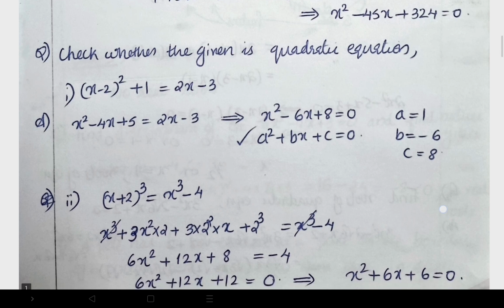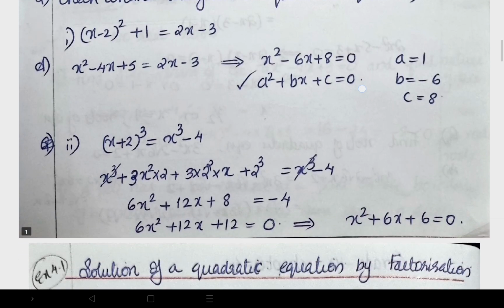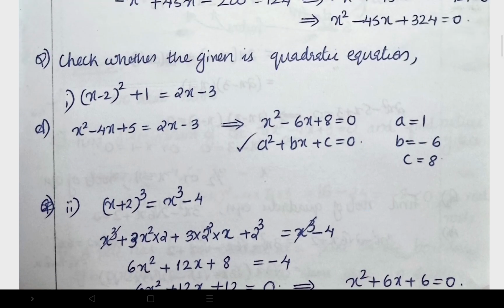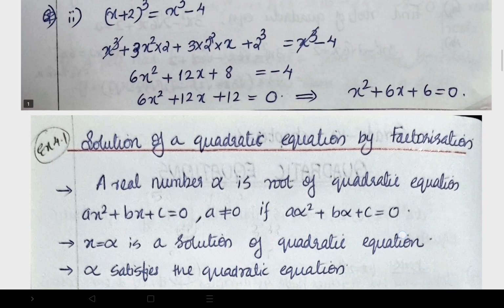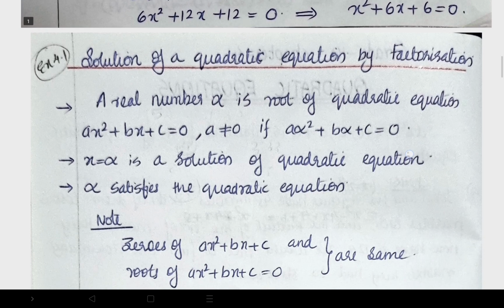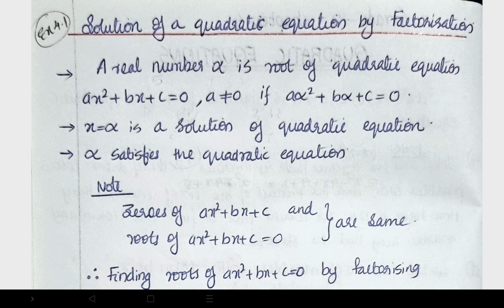In the next question, x minus 2 the whole square plus 1 is equal to 2x minus 3. We have to rearrange and make a quadratic equation. By rearrangement, we have x square, x terms and the constant terms together. Then you are getting a equal to 1, b equal to minus 6 and c equal to 8. You can continue the same steps for the next question also. After exercise 4.1, we can move to the solution of a quadratic equation by factorization.